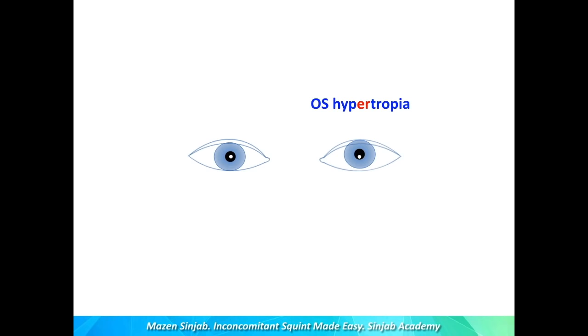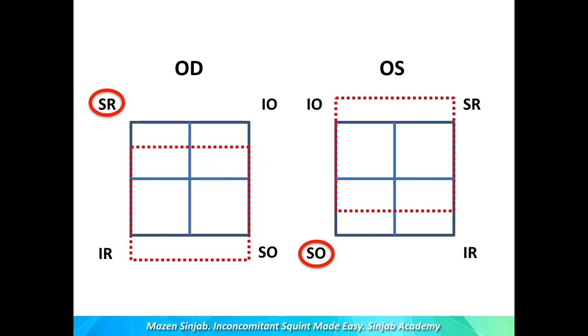I will ask the patient to look to the right. I can see that the left eye hypertropia has increased and disappeared on left gaze. So the two muscles that are accused are right eye superior rectus or left eye superior oblique, because the hypertropia increased when the eyes moved to their field of action to the right side.